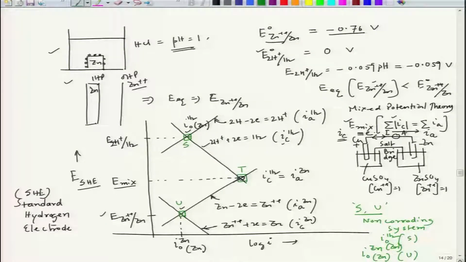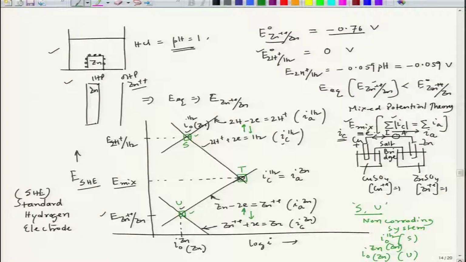The rate of forward and backward reaction at these 2 points are the same. In this case it is basically these 2 reactions, and in this case these 2 reactions, they are happening at a similar rate. Now, coming back to this point, this is an interesting point.